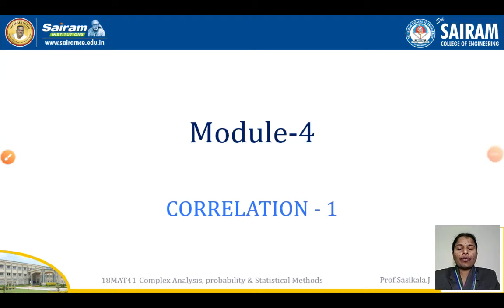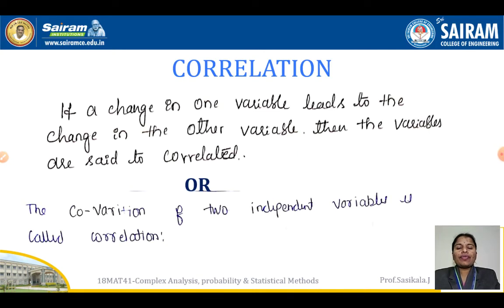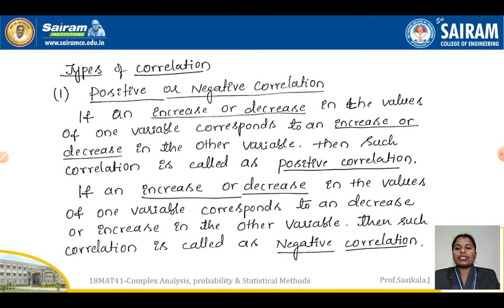Students, in this video we are going to see the topic under Module 4, which is correlation. So first we will see the definition of correlation. If a change in one variable leads to a change in the other variable, then the variables are said to be correlated, and the covariance of two independent variables is called correlation. If you take two independent variables x and y, the relation you are finding between the two variables is what we call correlation.